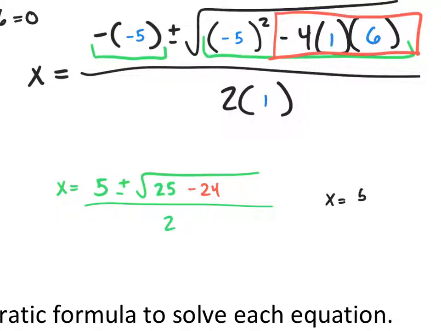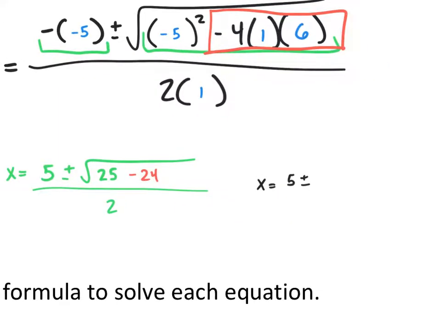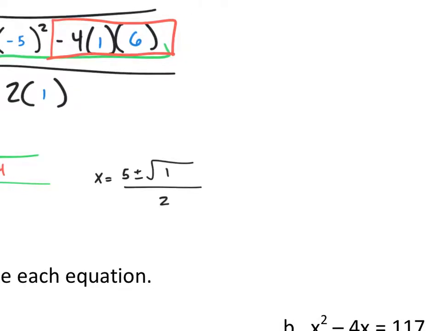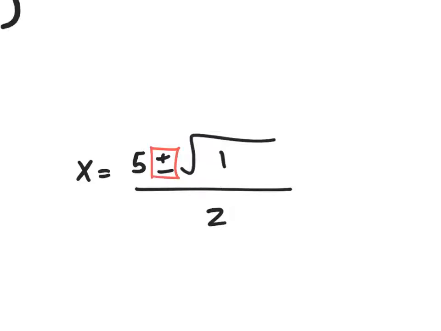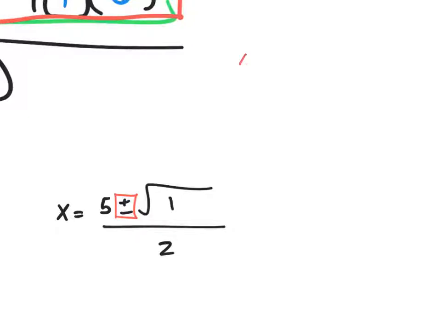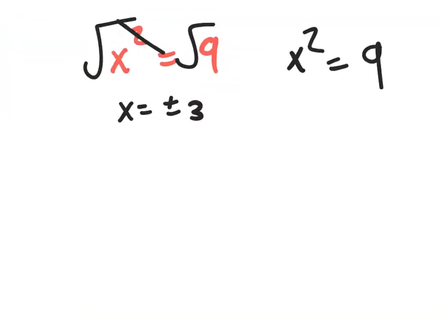So as we continue to simplify, I've now got 5 plus or minus the square root of 1 over 2. Once we get our square root all simplified, what we will want to do is talk about this plus minus. The reason that this plus or minus is here is because anytime we took a square root in an equation context, for example, x squared is equal to 9, when you square root, you need to include plus or minus, because if we think about this equation, both positive 3 and negative 3 will work.